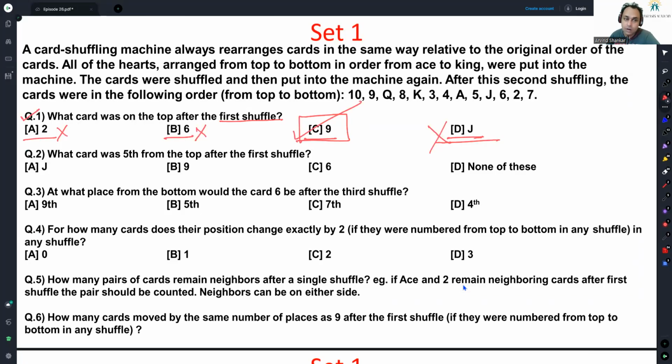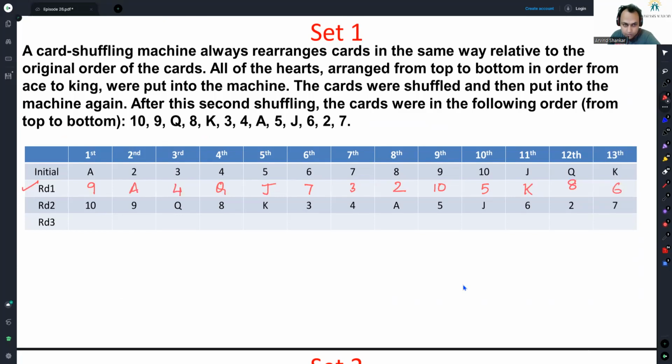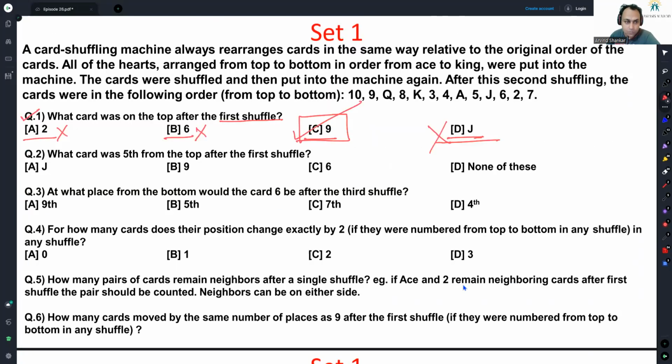The second question: what card was fifth from the top after the first shuffle? What card was fifth from the top after the first shuffle? Would be J, option A. J is the right answer.